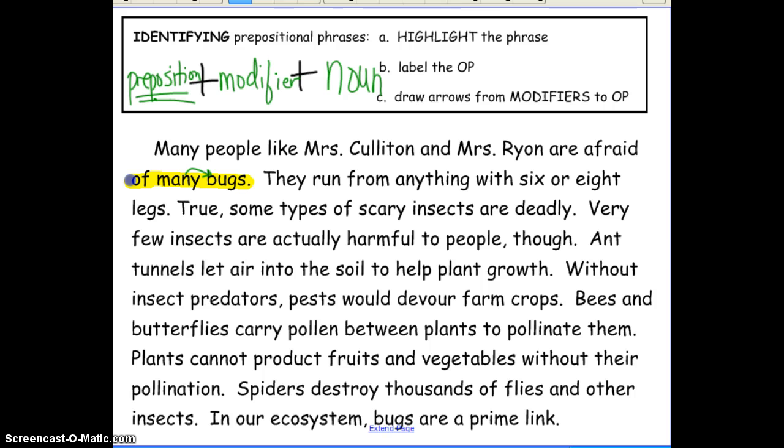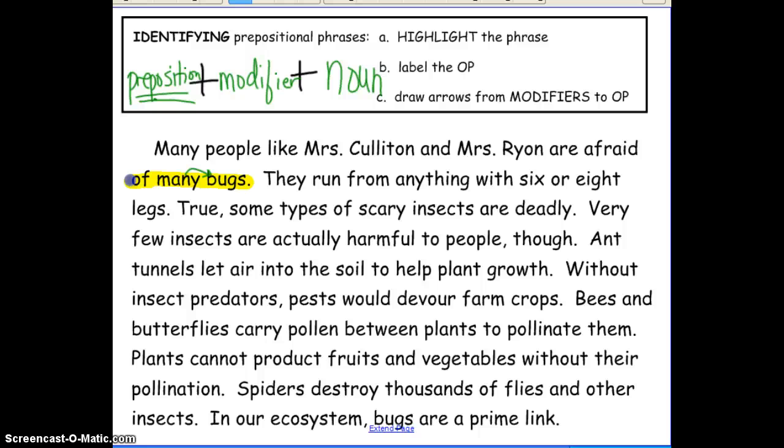Many bugs. Now, yesterday we also talked about a term that can be used to tell the job that that noun is doing at the end of a sentence. A noun can do many jobs. It can be the subject of a sentence. It can be a direct object and an indirect object. It's doing a special job in this sentence. Flip back to your green page, look under your preposition notes, and see if you can tell me what job is it doing if it's at the end of a prepositional phrase.